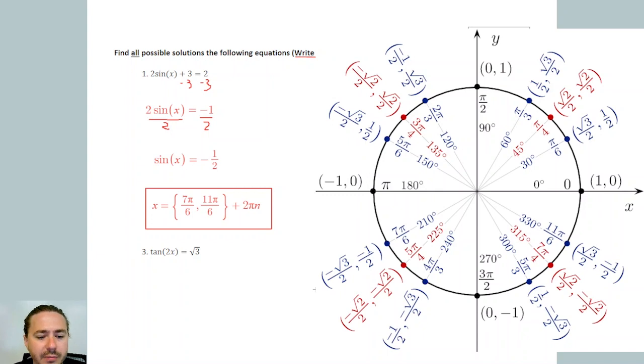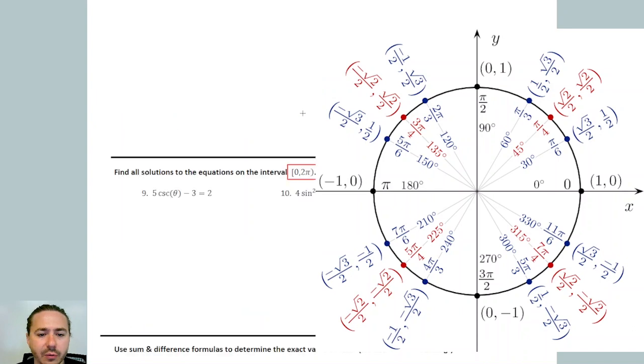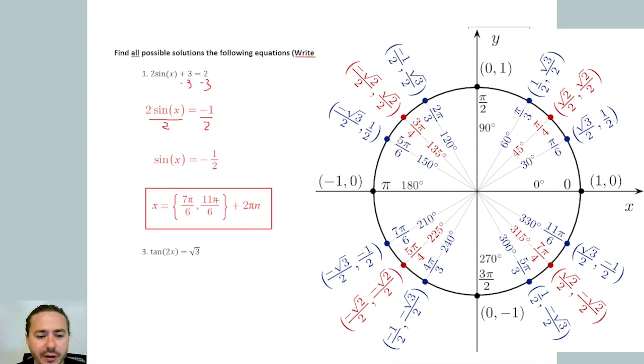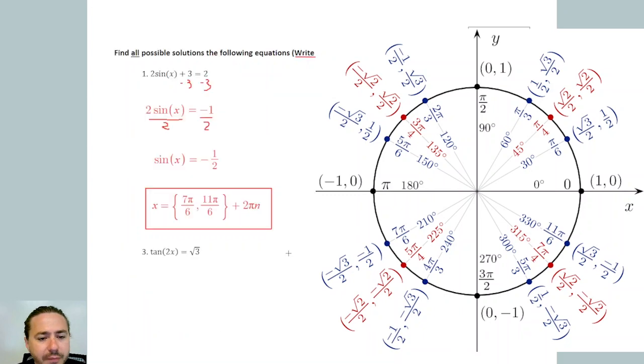And this will be all of the solutions. Now, sometimes, and I think I do this later on, I will restrict you to an interval where I only want the solutions that are between 0 and 2 pi, in which case I wouldn't need to write this plus 2 pi n in. I would just write out the specific angle measures that satisfy and that are in that interval.